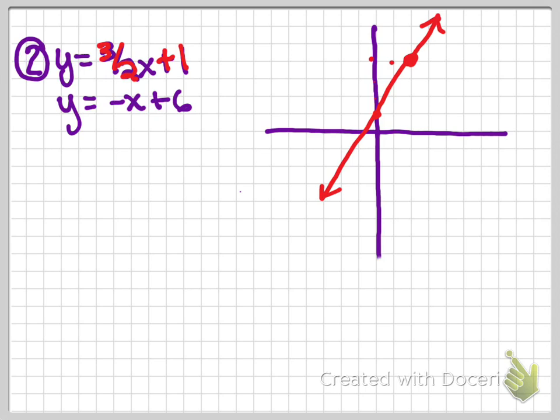Now, let's try the other equation. Y equals negative x plus 6. Right, we need to start at positive 6. We know that that's 1 point on the line. 1, 2, 3, 4, 5, 6.